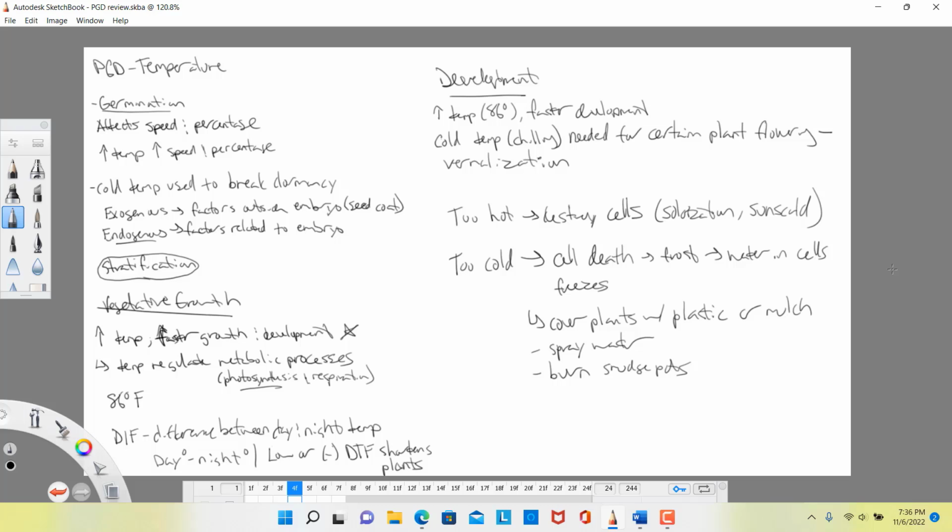And what happens when ice forms? It actually releases heat. So this is a way to actually protect your plants. But you have to be careful with that, right? Not too much water or not too little water. You can also burn some smudge pots in your field to create some heat as well. So that is that. Let us get on with our lecture.